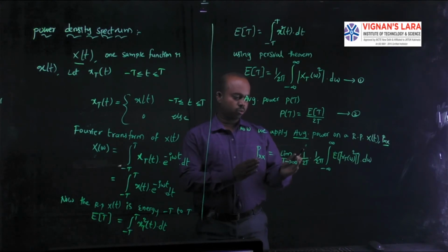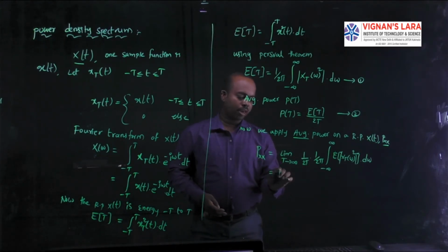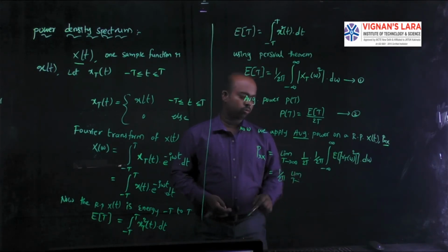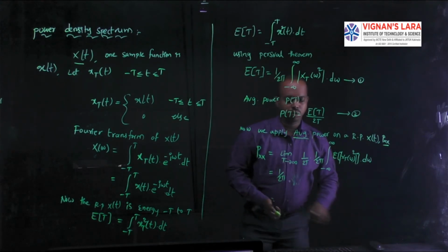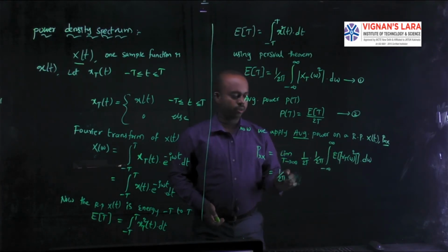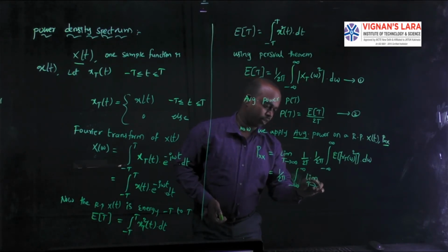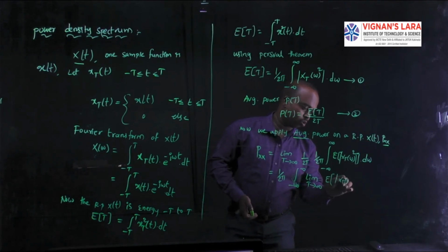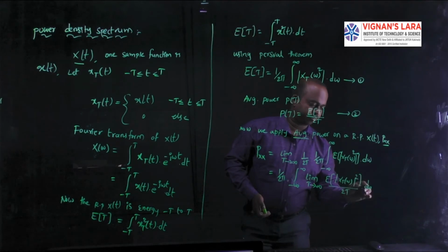Now I have to adjust the values in that equation, arranging them for my convenience. I am writing 1 by 2 pi, and the limit T tends to infinity I have to move inside. Now you can see I moved the limit and the 2T inside the integration: integral minus infinity to plus infinity, limit T tends to infinity, of the expectation of |X_T(omega)| whole square by 2T, d omega.